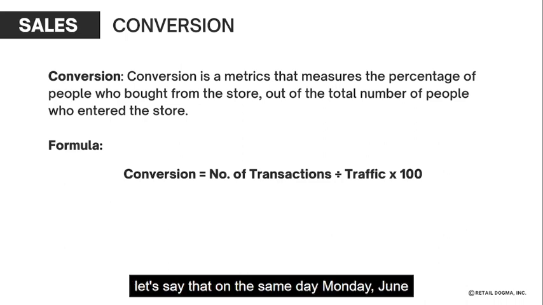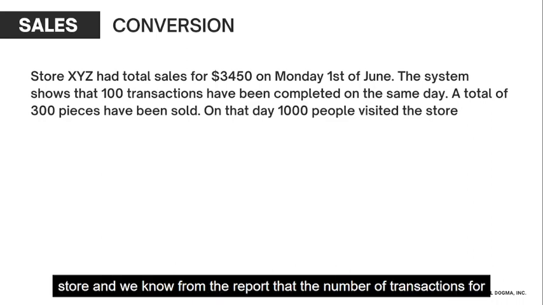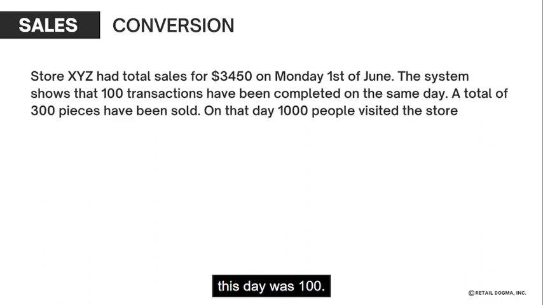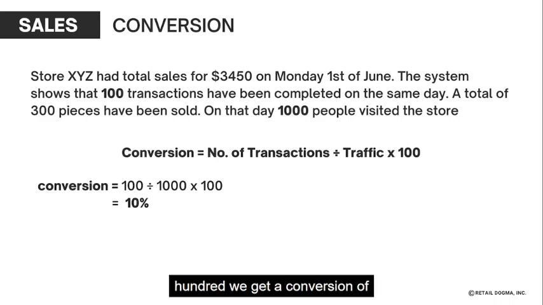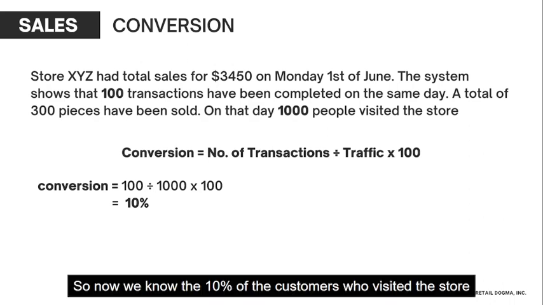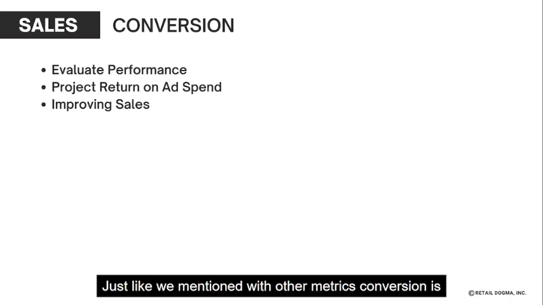For example, let's say that on the same day, Monday, June 1st, 1,000 people entered the store, and we know from the report that the number of transactions for this day was 100. Applying the formula, conversion equals number of transactions divided by traffic multiplied by 100, we get a conversion of 10%. So now we know that 10% of the customers who visited the store have made a transaction and bought. Just like we mentioned with other metrics, conversion is a KPI that is used to evaluate the store performance.